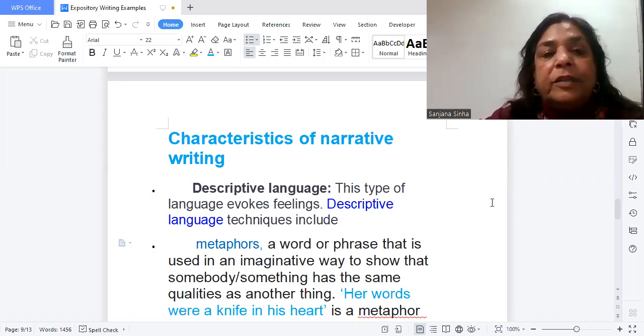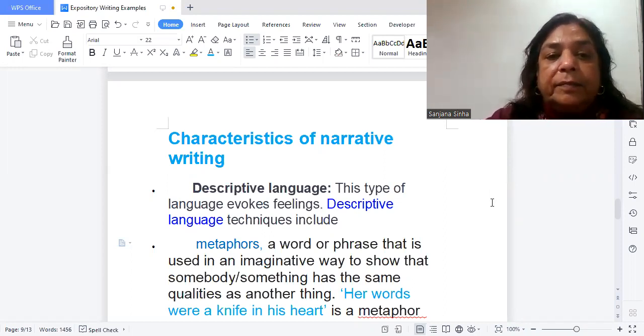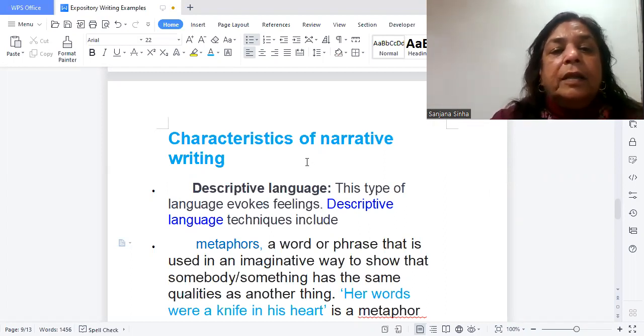So what are the characteristics of narrative style? Narrative, you already know, tells a story. It can be any story. It can be a true story, or it can be any story which you have imagined, you have made up. So a narrative story must have descriptive language.